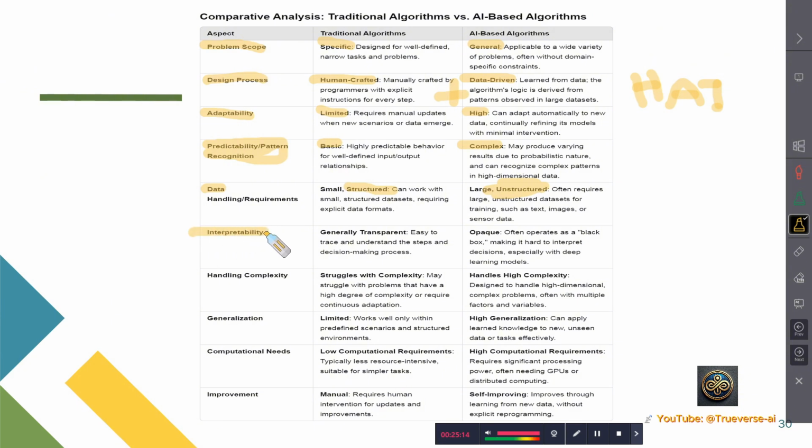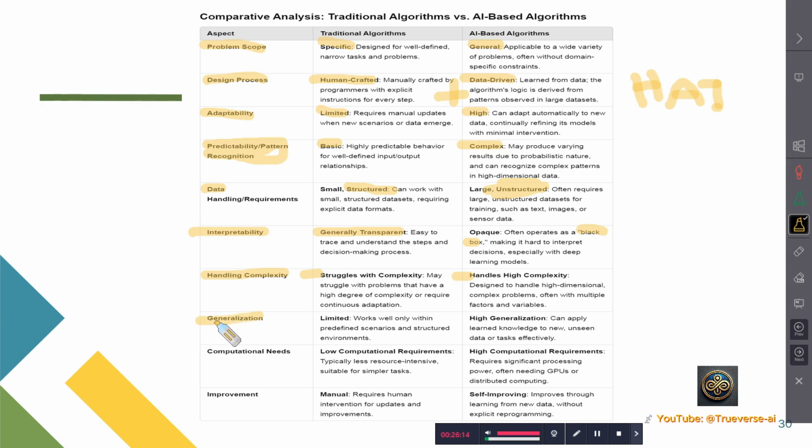Interpretability: traditional is transparent. Generally transparent means everything is clear. But AI is like a black box. For handling complexity, usually the traditional ones struggle with complex multidimensional problems and may require significant human intervention to adapt to complex scenarios. But for AI, it is not like that. For AI, this is managing and handling high complexity.